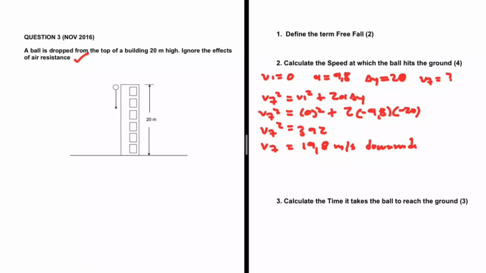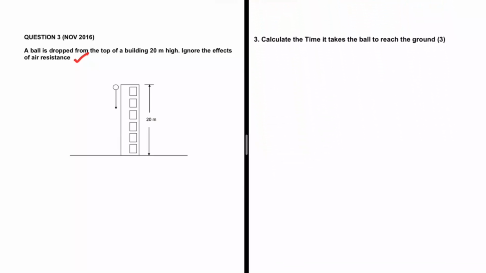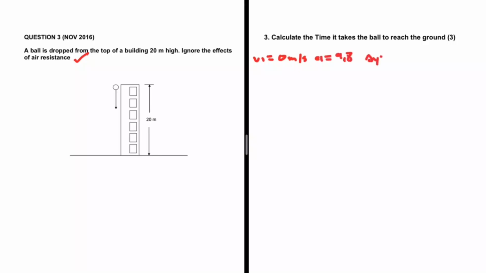Let's move to the third question. Calculate the time it takes the ball to reach the ground. Let's see how we can do that. We have our initial velocity, obviously, which is equal to 0 meters per second. We have our acceleration, which is 9.8. We have our displacement, which is minus 20, right? And then, what else do we have? Well, we're looking for the time, delta t.